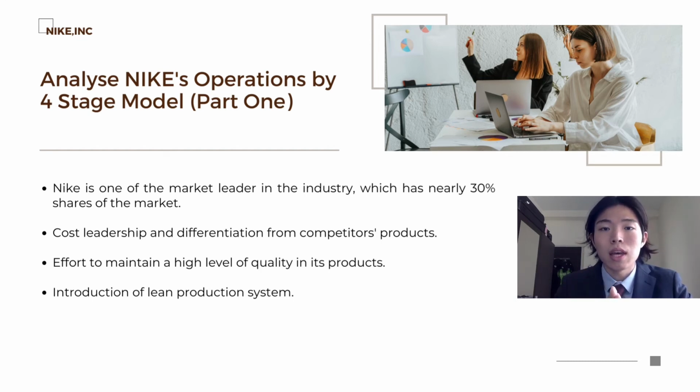The fourth is that Nike introduces lean production, which is an efficient system that can maintain the quality of products as well as significantly reduce the worker time and the number of inventories by managing the process of production.